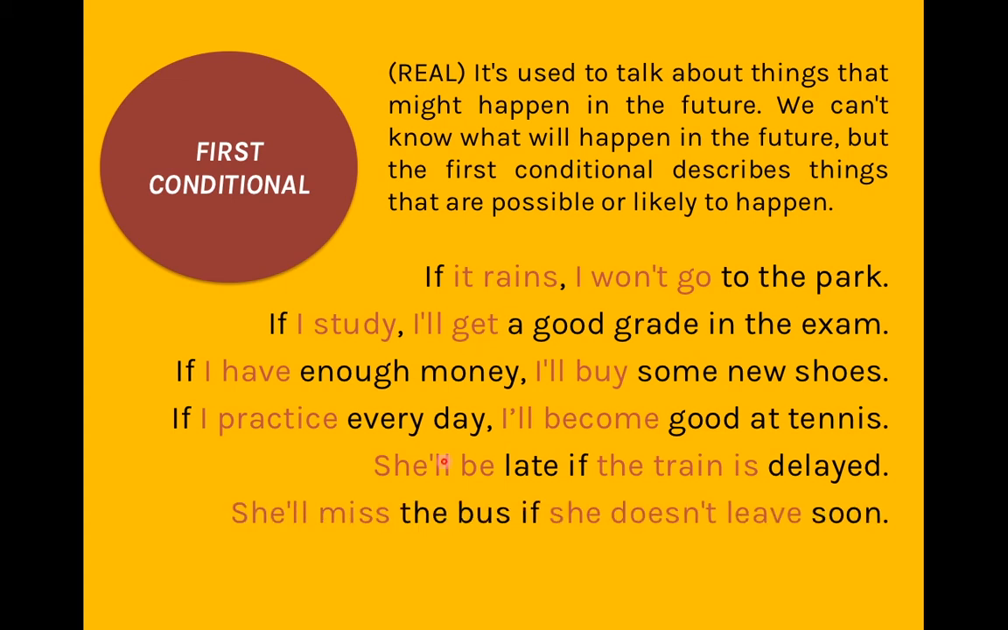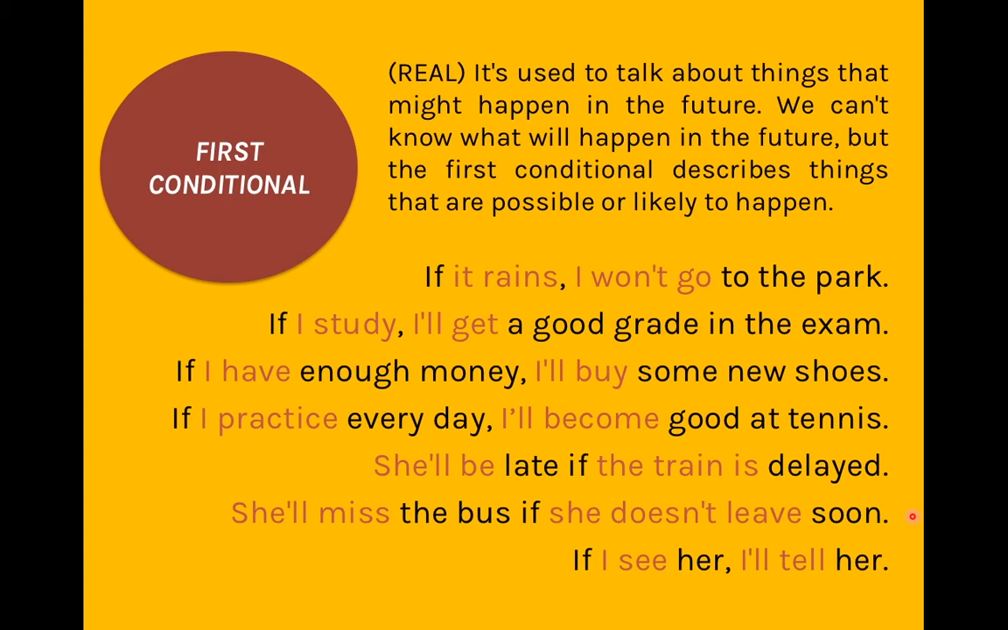She'll miss the bus if she doesn't leave soon. Which one is the condition in this sentence? If she doesn't leave soon. And which one is the result? She'll miss the bus. The condition is expressed in present simple, and the result is expressed in future with will. It's a very possible action in the future. It's very likely that if she doesn't leave soon, she'll be late. It's something that would possibly happen.